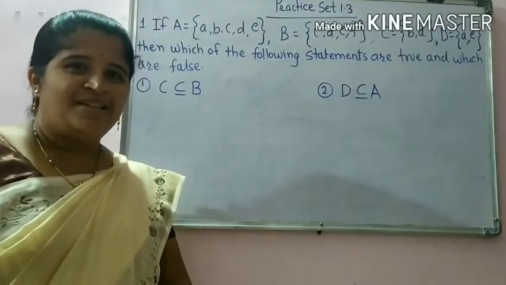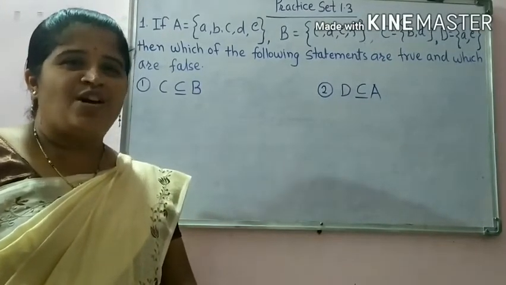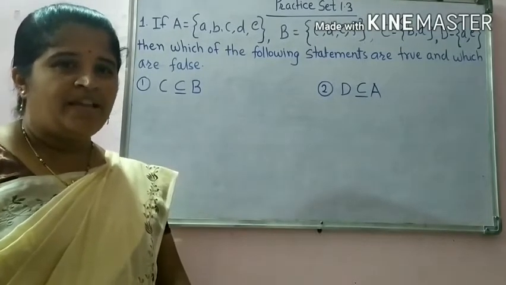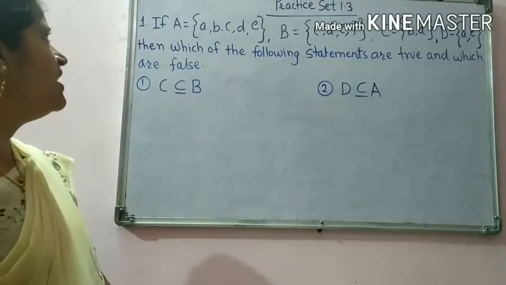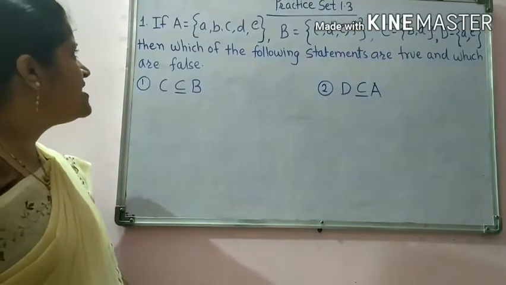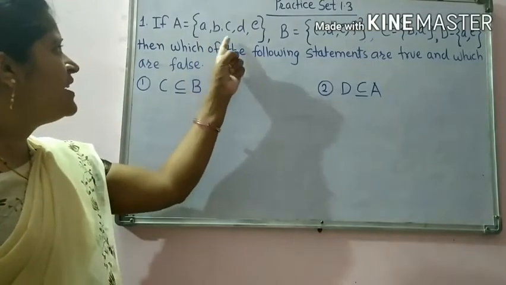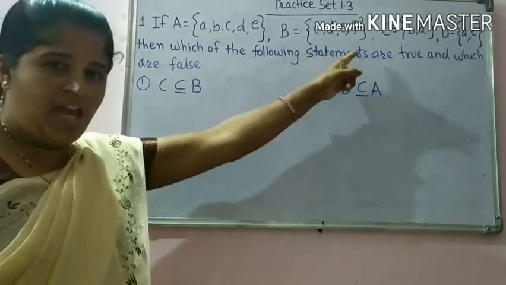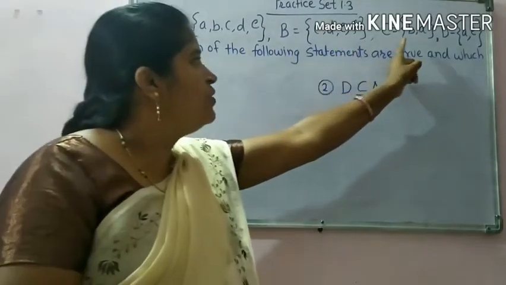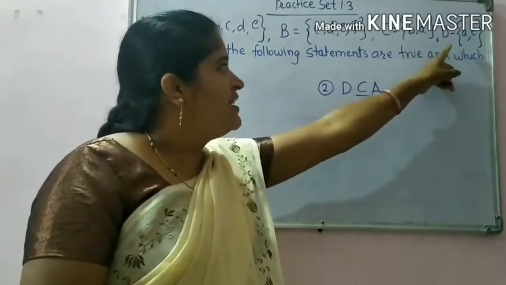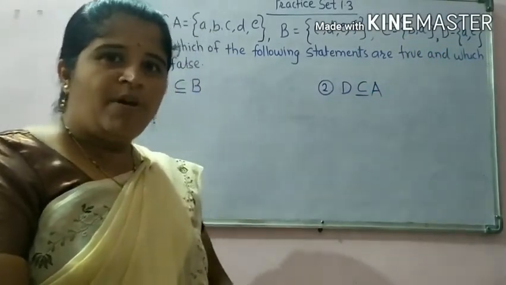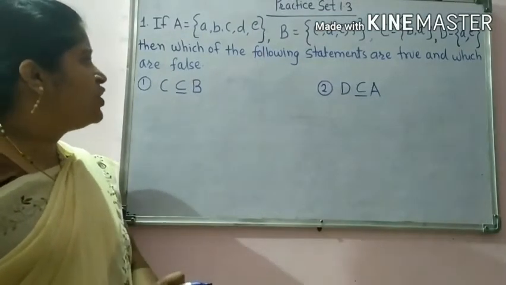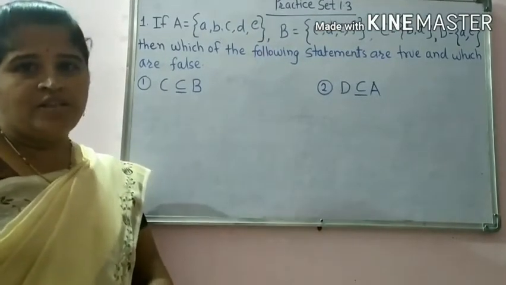Hello friends, today we are going to solve some examples from practice set 1.3. Let us see our first example. If set A is equal to {A, B, C, D, E}, set B is equal to {C, D, E, F}, set C is equal to {B, D} and set D is equal to {A, E}, then which of the following statements are true and which are false?